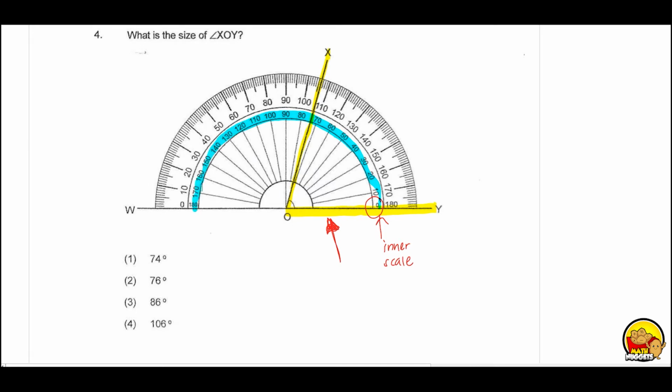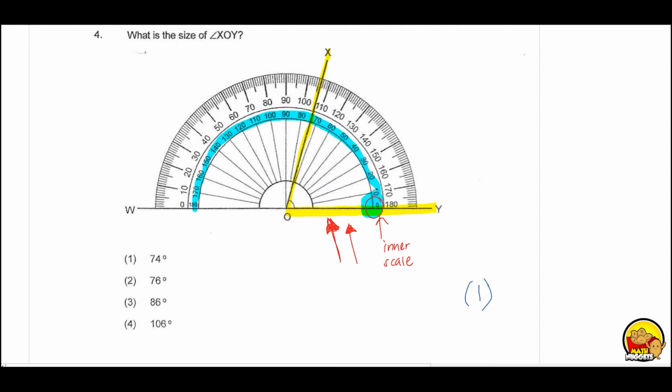Okay, so when you're reading the protractor, look for where your 0 is. For the line OY, your line is on the right side. That's why we're reading this side, okay? So if we count, this looks like it's about 74 degrees.